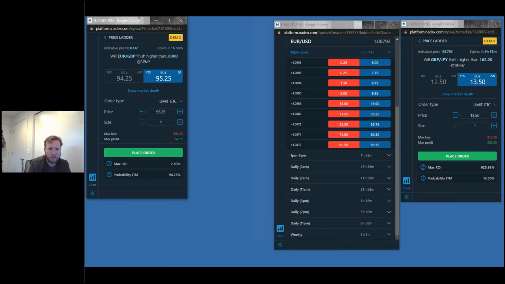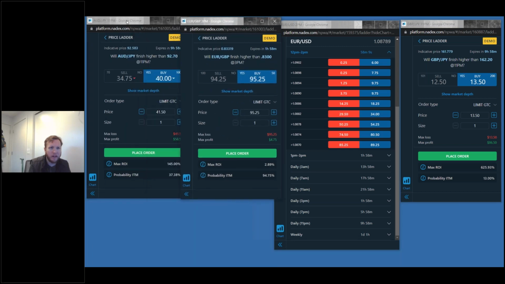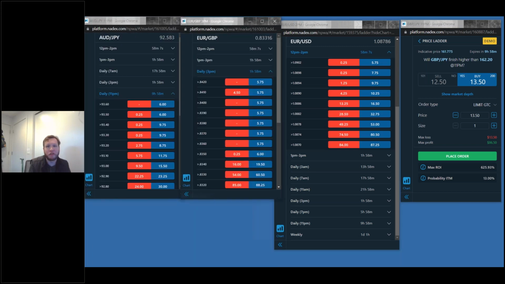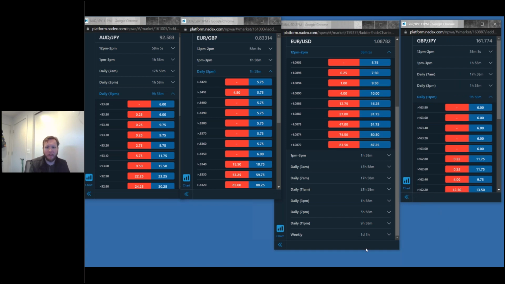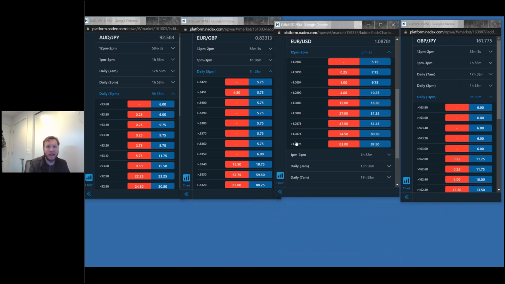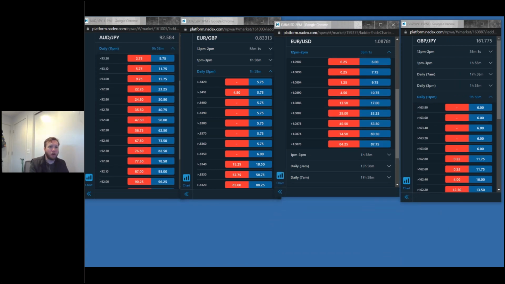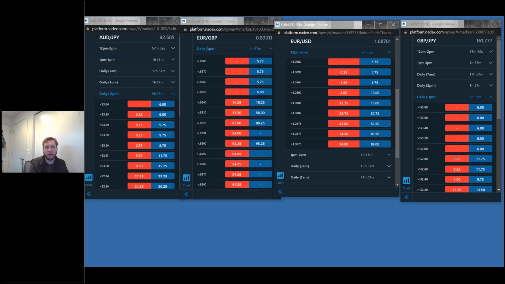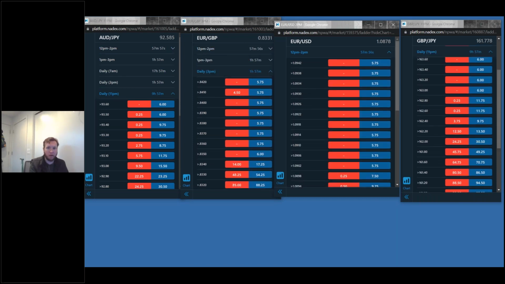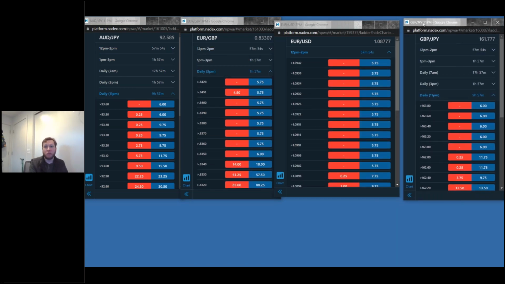You can set up your screen so that if I just go to the price ladder, all these, I'm just showing, this is just an example. This is something that I like to do. Often I'll do this with like 8 different markets. And now I can look at all of the pricing of Aussie yen, euro pound, euro dollar, pound yen. I could look at all of these at the same time and watch them.